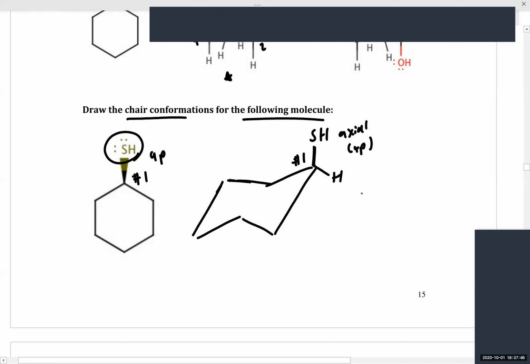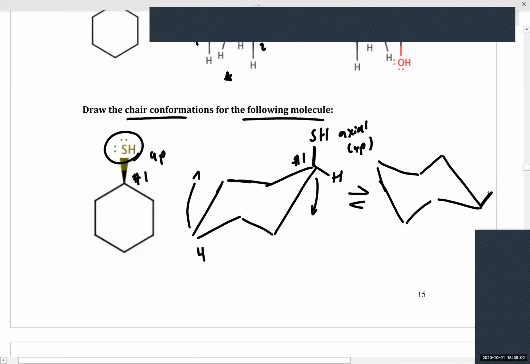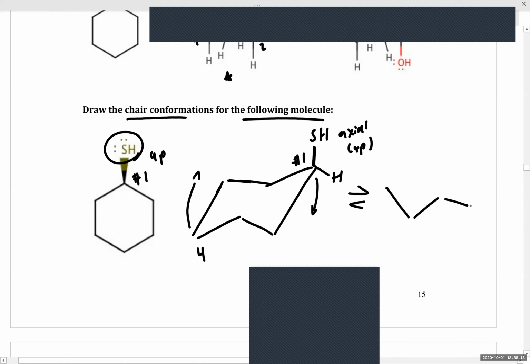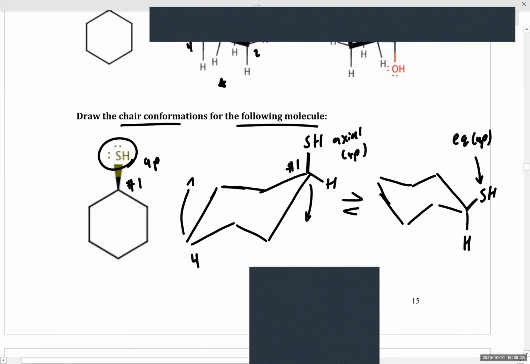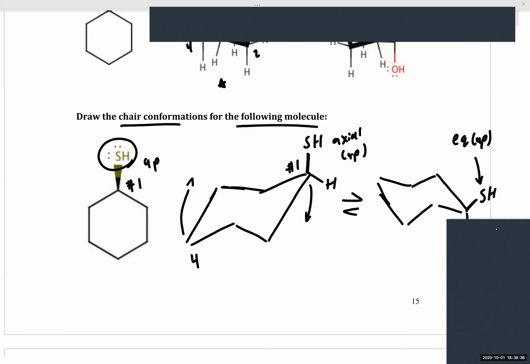equatorial, pointing down. After a ring flip, as we discussed from our student solutions, we would end up with carbon 1 being brought down, carbon number 4 being brought up, and in turn, our thiol would be pointing up still, but it would be in the equatorial position. Let me redraw this to make this a little bit neater. In this case, the thiol is now equatorial, but it's still pointing up. After a ring flip, your stereochemistry remains unchanged. Does this make sense to everyone? This is review from the example that we covered in our previous session.